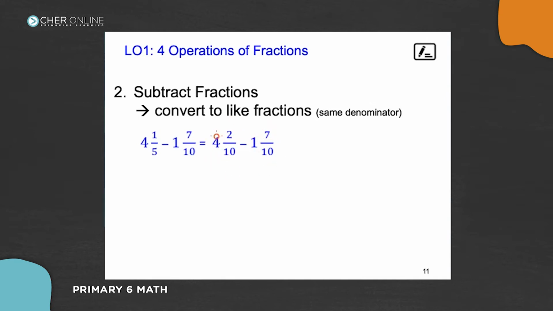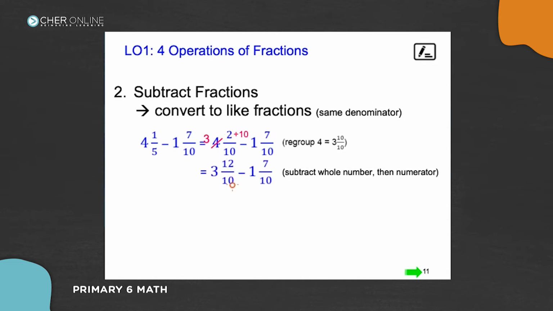So what we do is we need to regroup the 4. How do we regroup? Instead of having the 4 here, we change our 4 to 3 whole and 10 out of 10. They are exactly the same. So where does this 10 out of 10 go? It goes to this fraction here. So instead of 4 and 2/10, the way we write it will be 3 whole, 12 out of 10, minus 1 and 7 over 10.